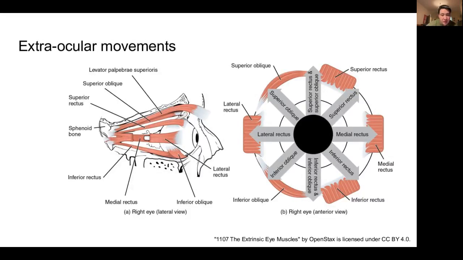And then you have the superior rectus, you have the lateral and medial rectus, and then at the bottom you have the inferior rectus. And looking at the right part of the diagram, this just summarizes the different types of movements.